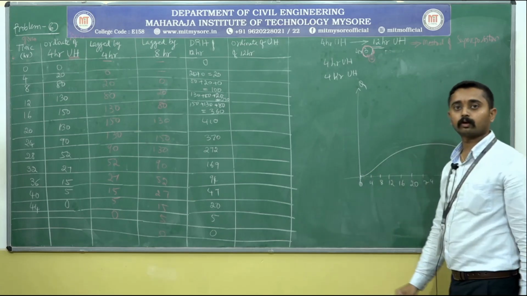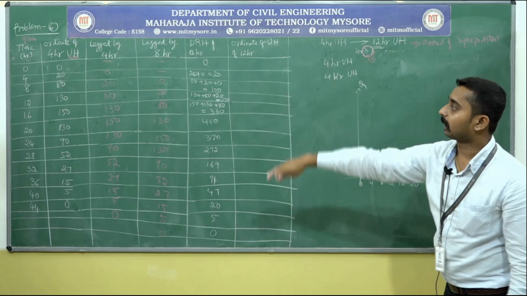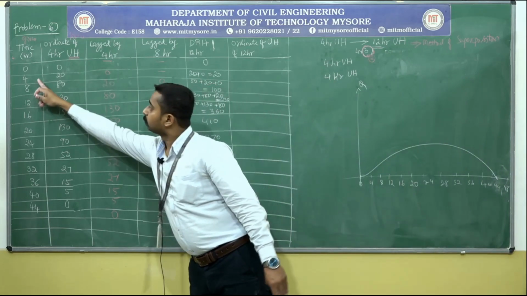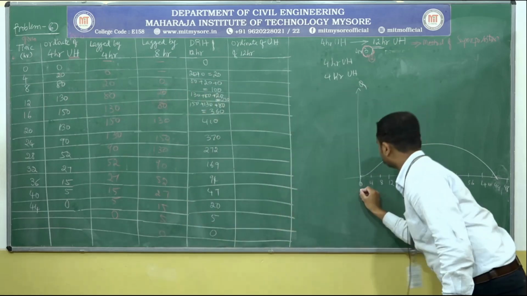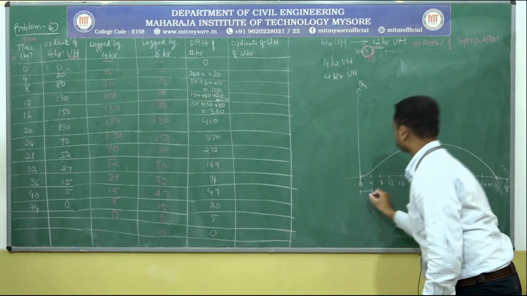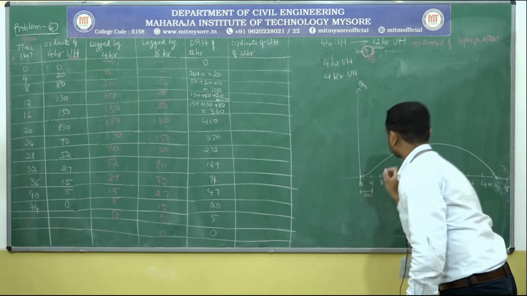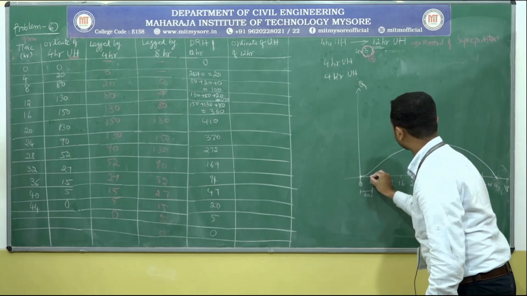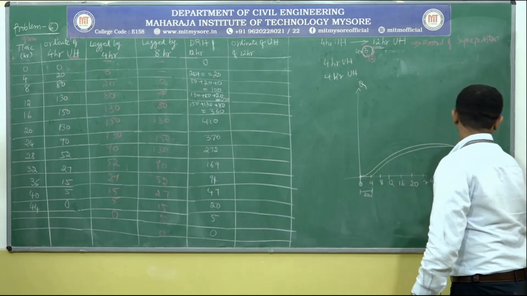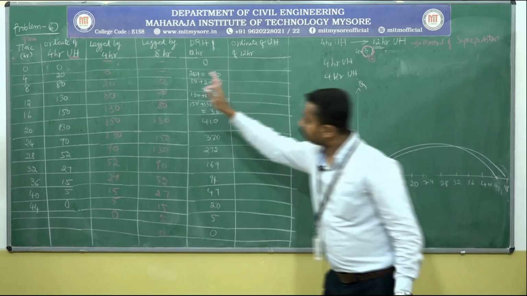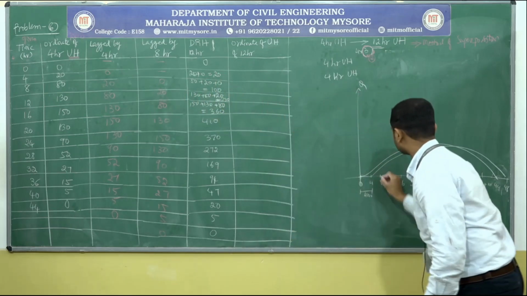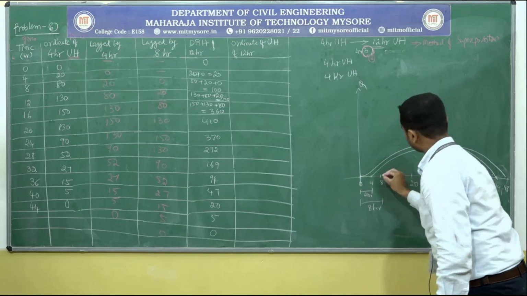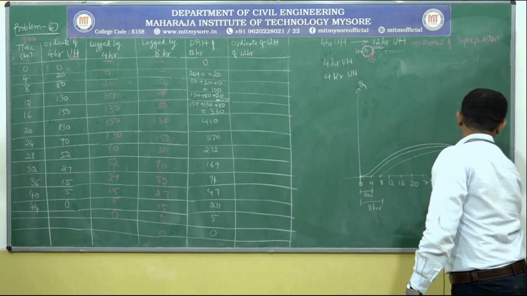This is the first 4-hour unit hydrograph. Next, lagged by 4 hour, nothing but the next unit hydrograph starts from 4. The same unit hydrograph starts from 4 hour. Next, the same unit hydrograph is lagged by 8 hour. So this is lagged by 8 hour.